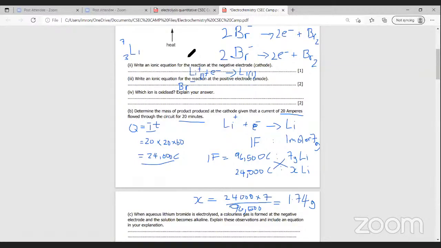Remember, I wrote the relative atomic mass for lithium up here, 7. The molar mass is the same number in grams per mole.